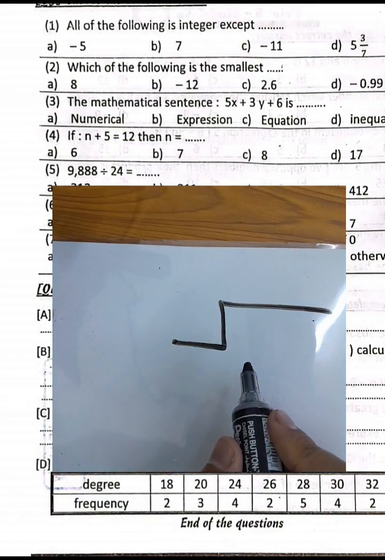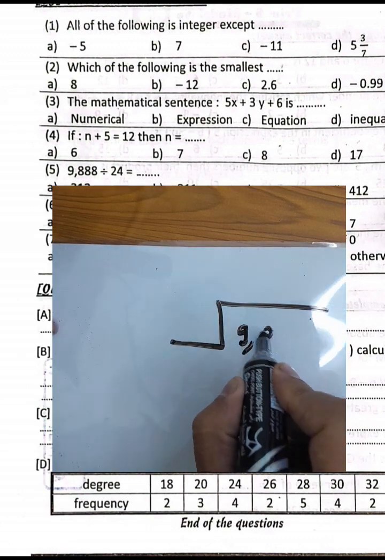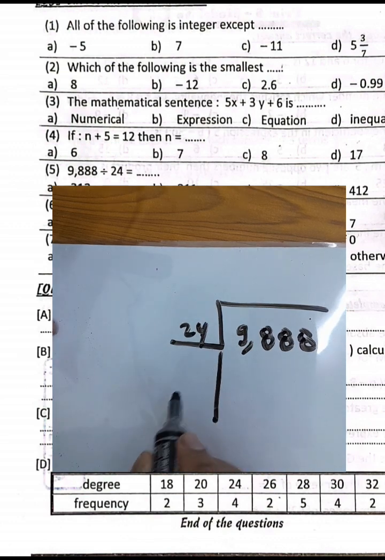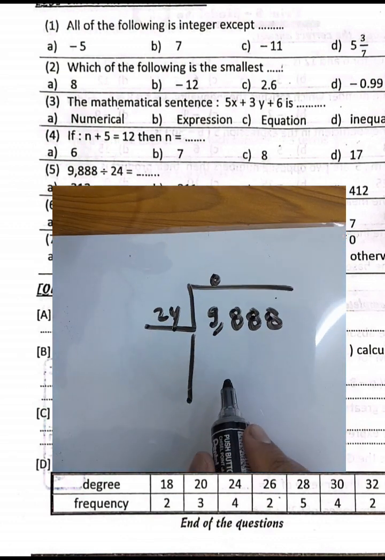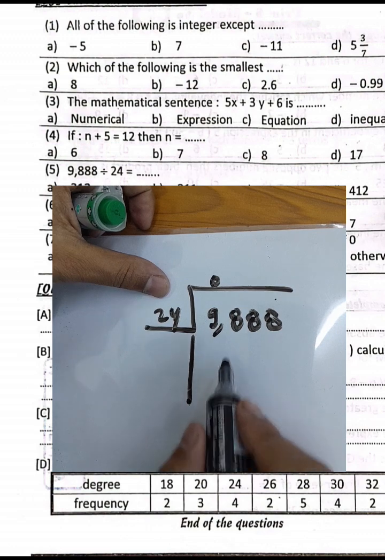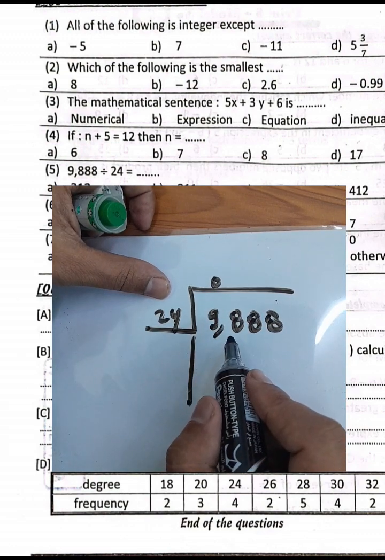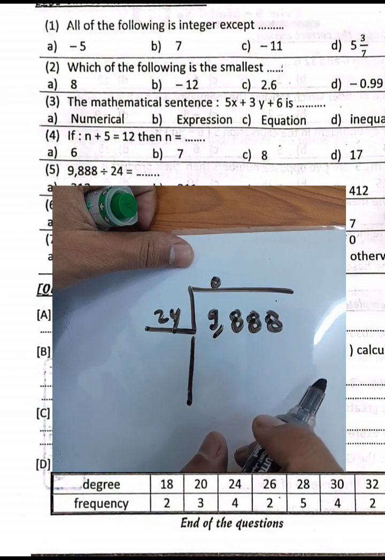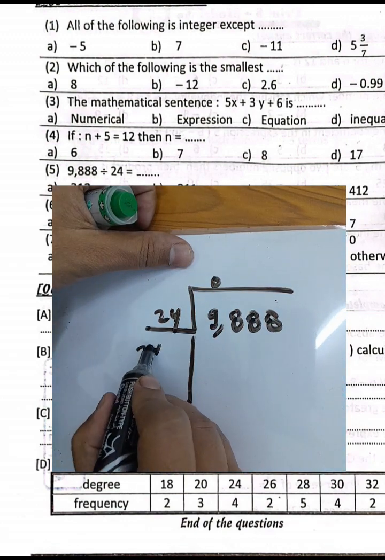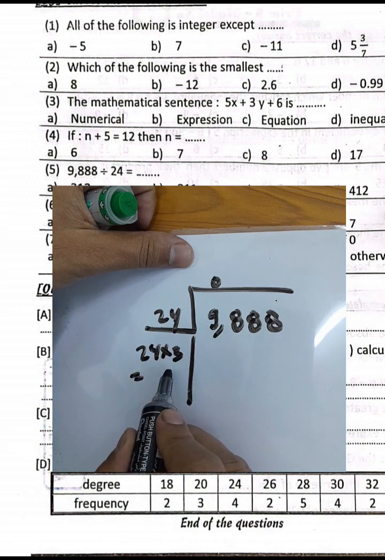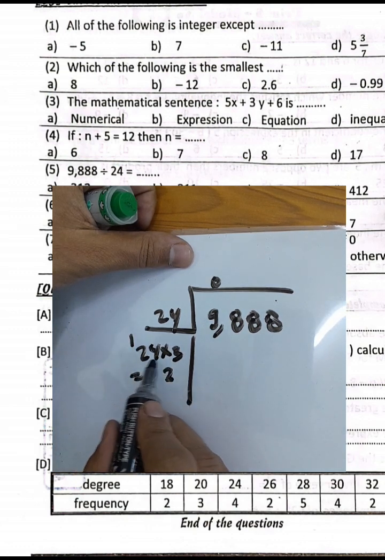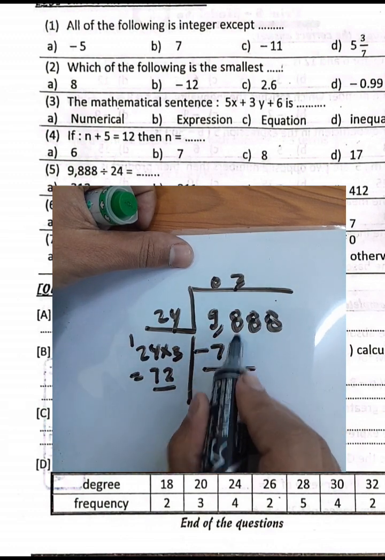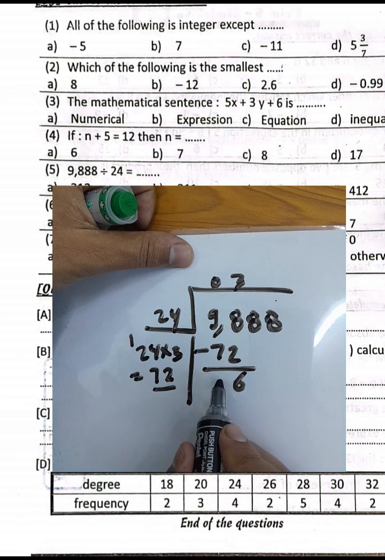We can use long division between 9,888 and 24. 9 divided by 24, we can't do it, so take 98 divided by 24. The nearest is 4, okay? And 24 times 4: 4 times 4 equals 16, write 6 and carry 1. 2 times 4 is 8, plus 1 equals 9. Write 4, and 9, 6. 98 minus 96 equals 2, and then drop 8 here.